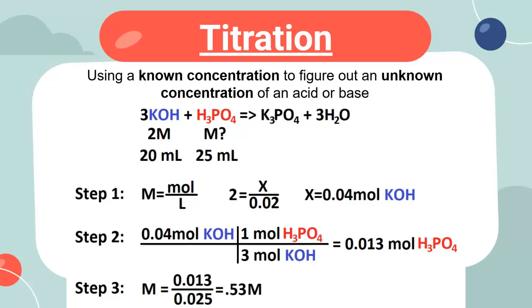moles of H3PO4. Now that we have moles of H3PO4, we can figure out the molarity of H3PO4 by plugging it into that molarity formula again. So molarity equals moles, which is 0.013, over liters. Again, we turn the 25 milliliters into liters, which is 0.025 liters. We plug that in our calculator and we get 0.53 molar of our H3PO4.